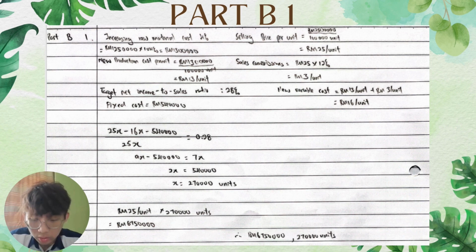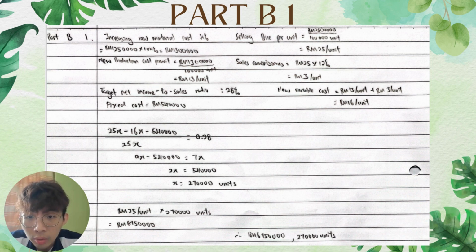So the scenario 1 is to find the targeted price. We need to determine the quantity and amount of Comfy Sense bedding products the company must sell in 2025 to achieve a 28% net income to sales ratio while assuming all other cost structures remain unchanged. So we see that increasing the raw material cost by 4% is the condition that we need to have.